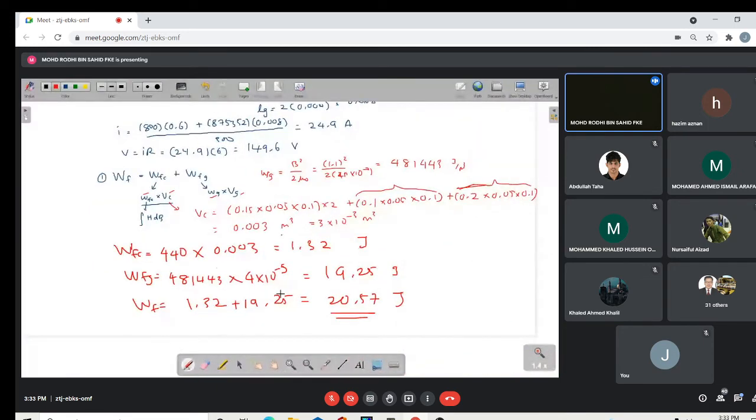As you can see here, where is most of the energy stored? In the air gap. Even though the air gap is very, very small compared to the core, most of the energy is stored in the air gap. 19.25 joule. Only smaller than 10% of the energy is stored in the core, which is 1.32 joule. So more than 90% of the energy is basically in the air gap, as you can see here. Okay.